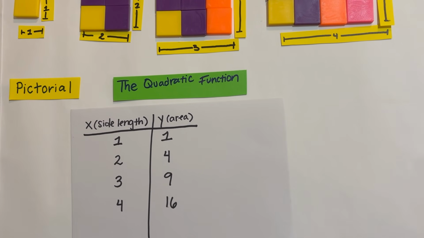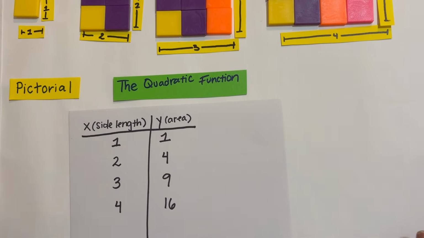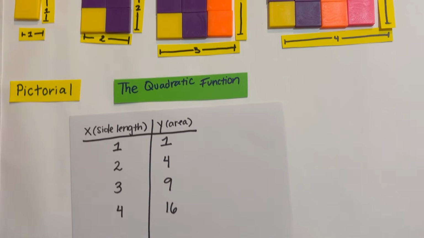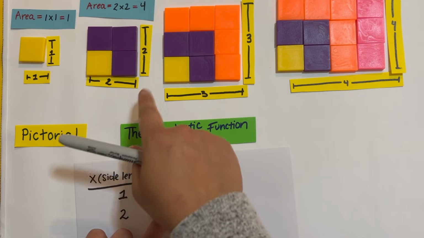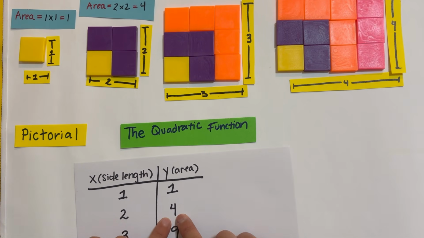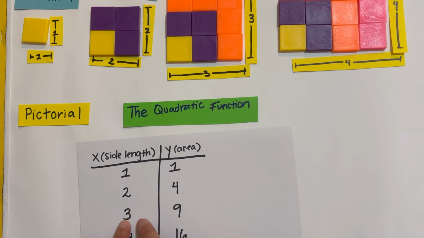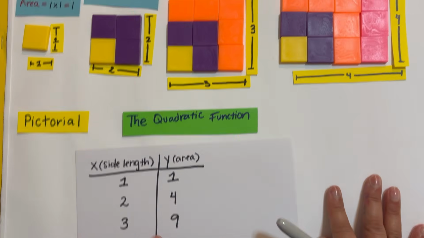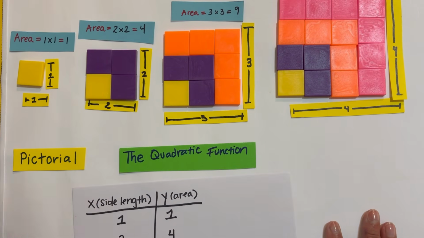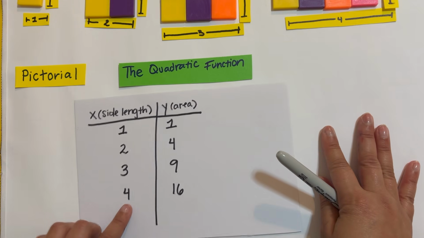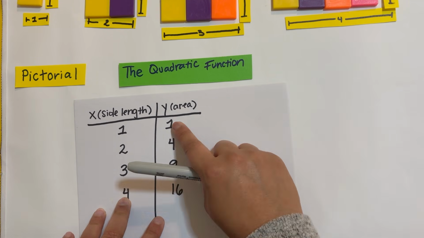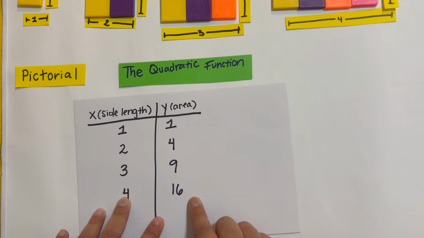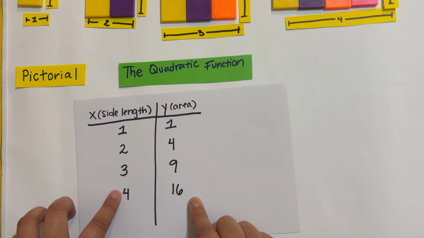Now let's represent what happened to the squares in a table of values. When the side length was 1, the area was 1. When the side length was 2, the area was 4. When the side length was 3, the area was 9. When the side length was 4, the area is 16. Let's see how the area has changed as the side lengths increase.